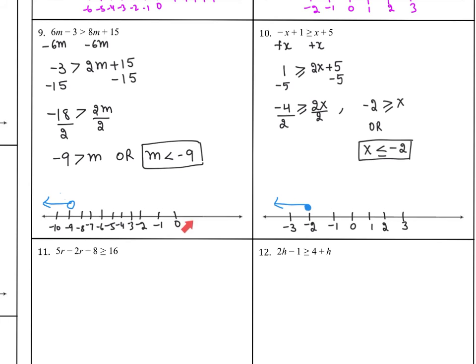So you make a number line. Make sure you show at least up to number negative 9. Write an open circle because it's just less than and it's going to go to the less than direction.